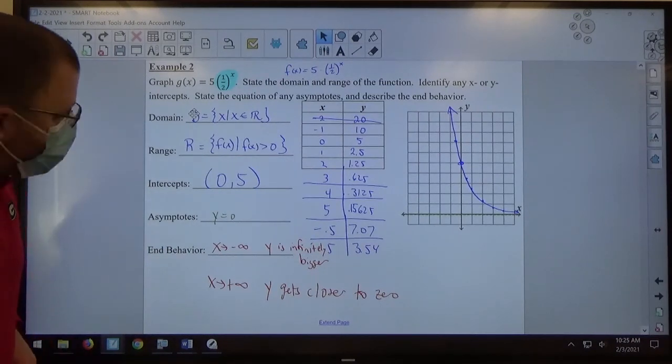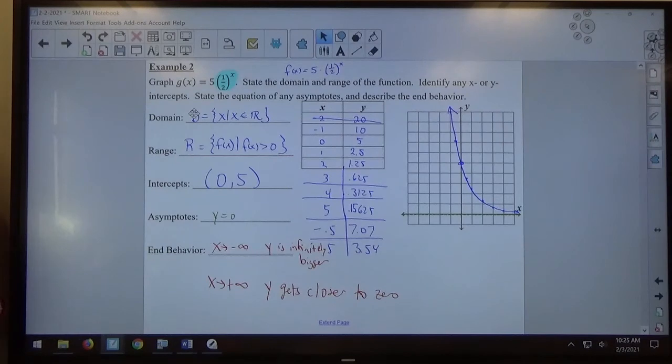So that's how you do what we're doing right now. The homework assignment involves this type of problem. Make sure you have graph paper. Use graph paper for these problems. Don't try and freehand graphs on your paper.